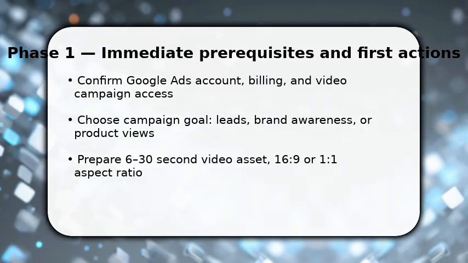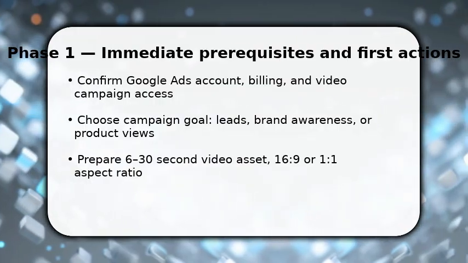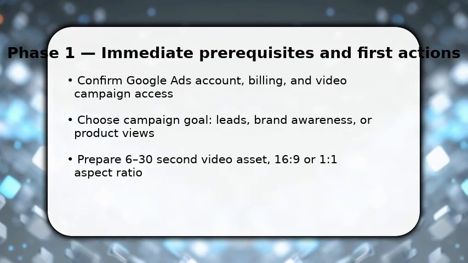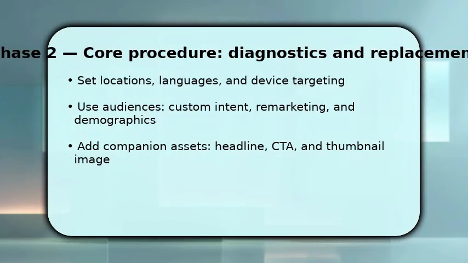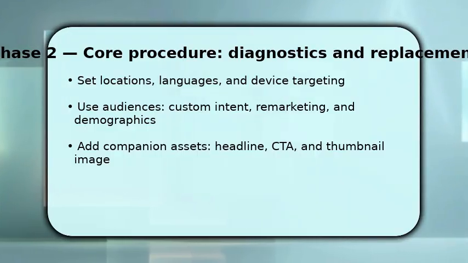Once done, create a new video campaign, select campaign subtype, then set daily budget, and start/end dates so your campaign can run immediately. Now you refine targeting. Choose locations, languages, and device splits so your ad reaches the right viewers. Then layer audiences, custom intent for purchase signals, remarketing to re-engage visitors, and demographics to narrow age or gender. This improves efficiency and lowers wasted spend.